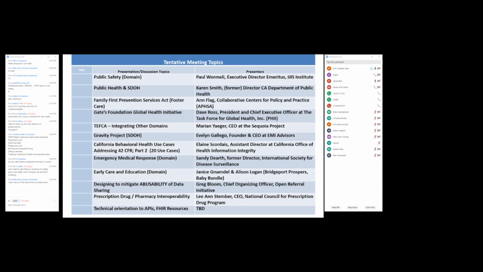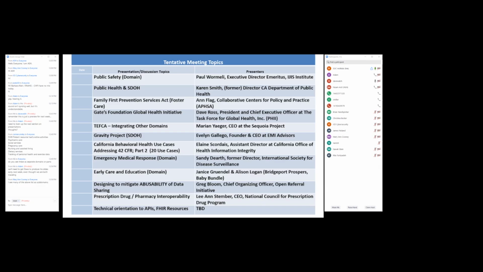Dave Ross, who runs the Global Task Force for the Gates Foundation and is part of the Public Health Informatics Institute, whom I've known from some of the Robert Wood Johnson work, offered to share what's going on outside of the boundaries of this country in terms of interoperability, especially in the developing world, and some of the innovative, cool things happening there.